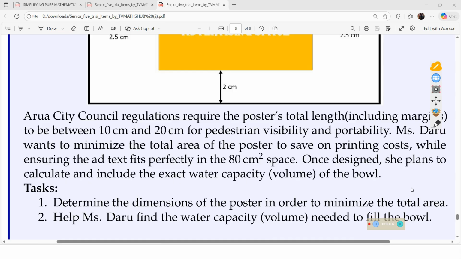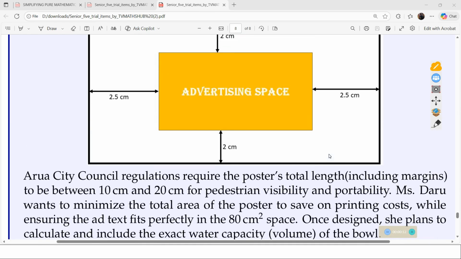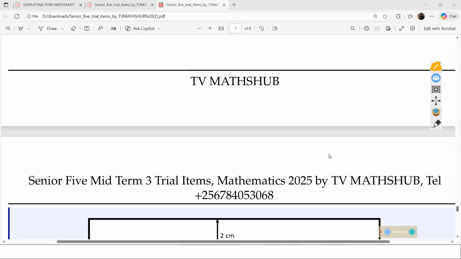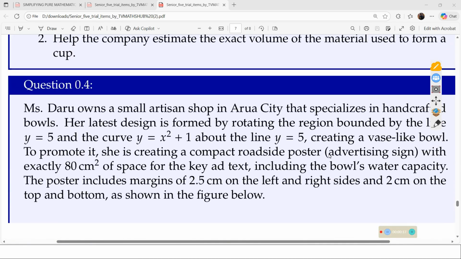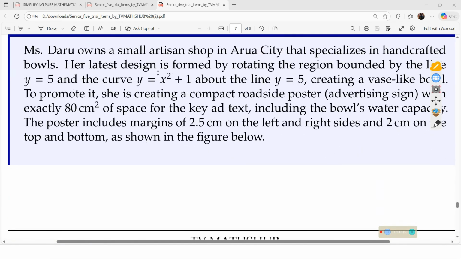So looking at part 2, it says, help Mrs. Daru find the water capacity or the volume needed to fill the bowl. So let us get back to the given information. We are told that Miss Daru owns a small artisan shop in Arua City that specializes in handcrafted bowls.